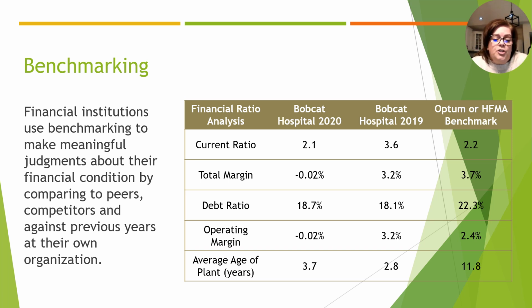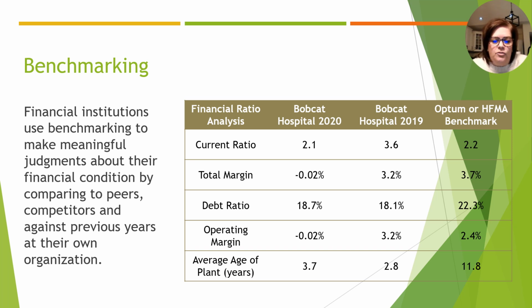And your average age of plant in years, this is really evaluating the facility that your business is located in, and that's calculated as accumulated depreciation divided by depreciation expense. And you obviously want a lower number here. You can see that the benchmark is 11.8. Where this can impact you is, as your facility ages, then your average age of plant is going to start rolling into capital expenses.